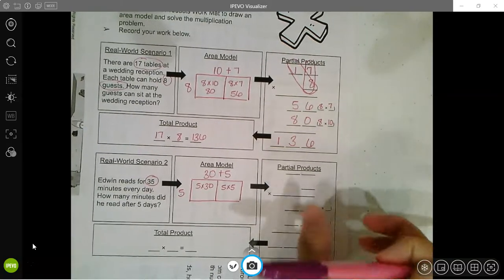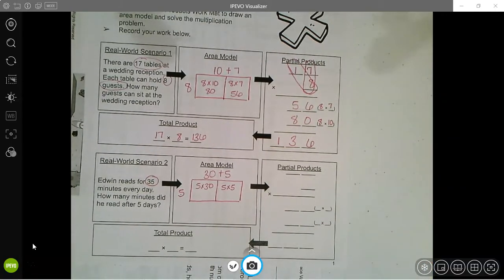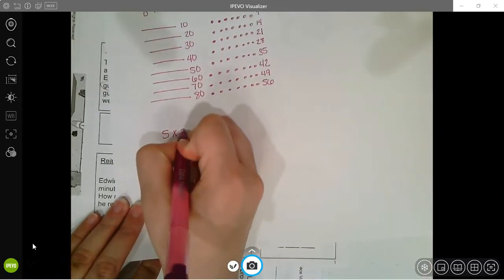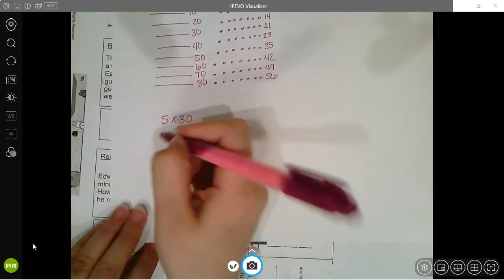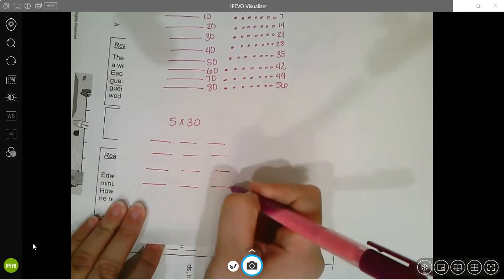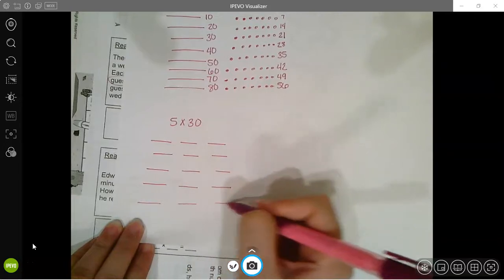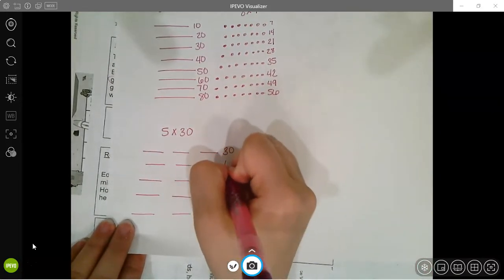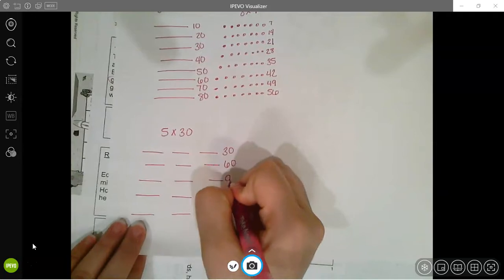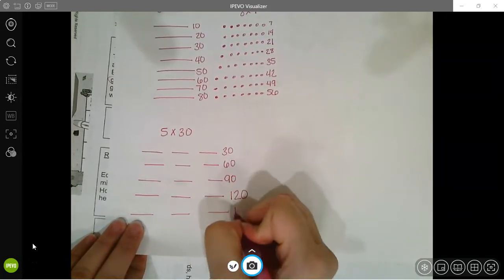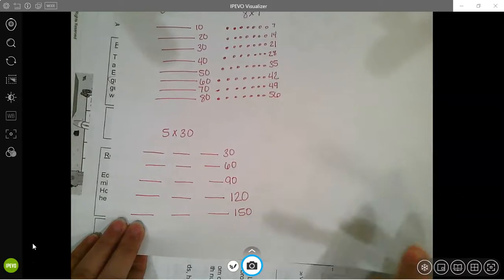Okay, so that means I'm going to have 5 times 30. I'm going to have 5 rows of 30. 10, 20, 30, 10, 20, 30, and so on, 1, 2, 3, 4, 5 rows. So I have 30 plus 60 plus 90 plus 120 plus 150.